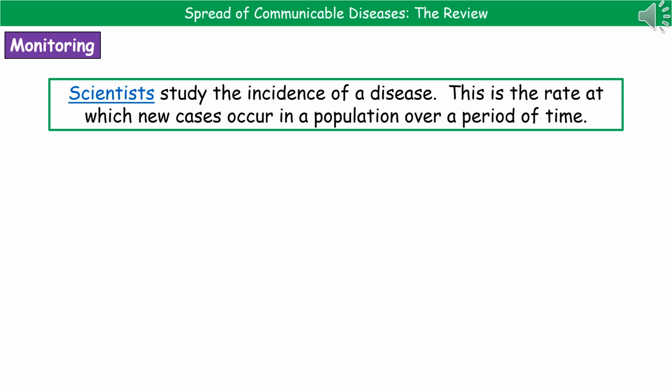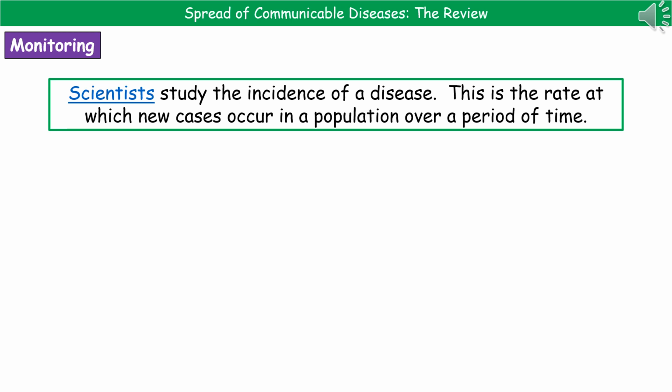One thing that scientists do to track the spread of these communicable diseases is they study what's called the incidence of a disease. When we talk about incidence of a disease, quite simply, that's the rate at which new cases occur in a population over a certain period of time. So we might see something like 5,000 new cases per week. That would be talking about the fact that within the given population of a country, there were 5,000 new cases of Ebola occurring each week, for example.